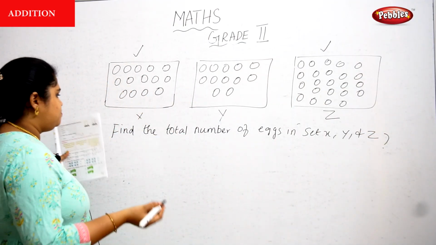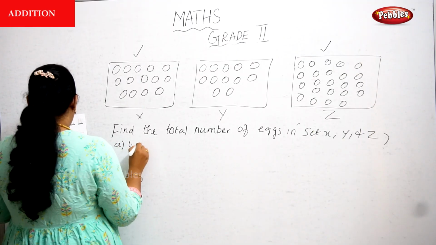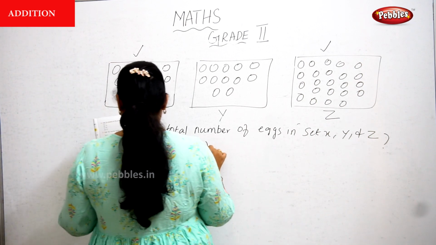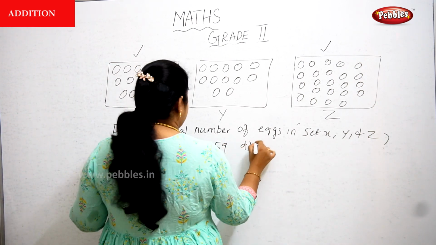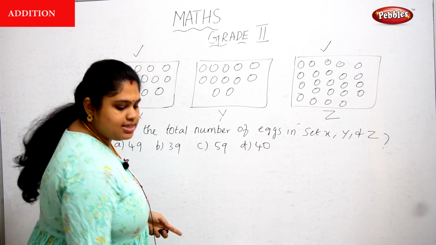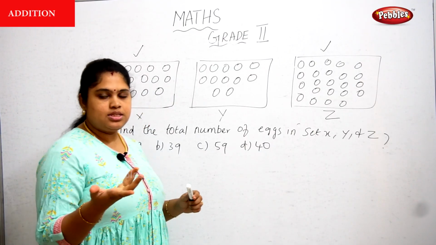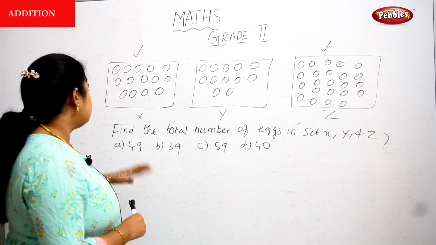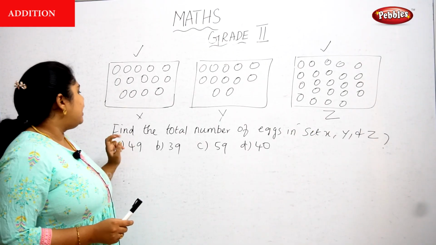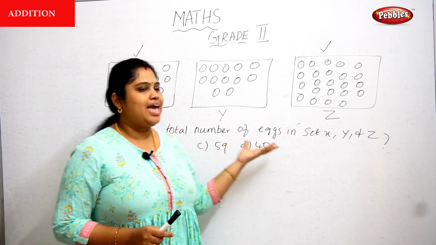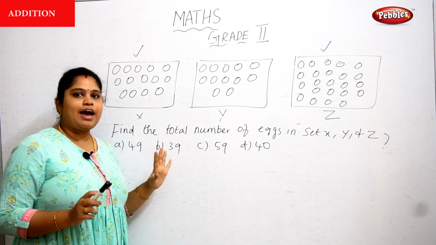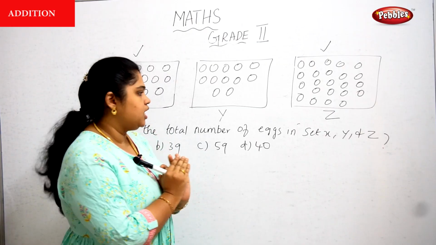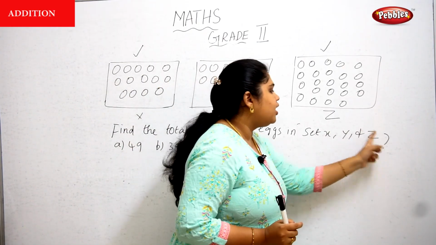So, I am giving the options also. Option A 49, option B 39, option C 59 and option D 40. So, this is a much simpler sum compared to before, isn't it? Because I have already explained the same question. So, what is the question given here? Find the total number of eggs. Find the total. Total means we have to add. Okay, we have to add everything.